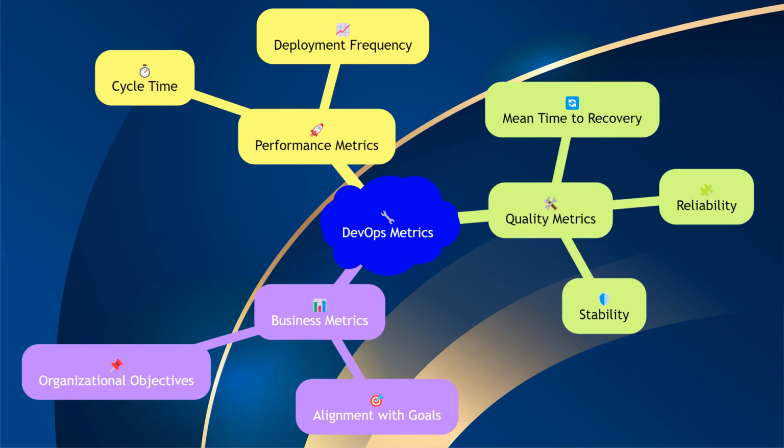There are several types of metrics that are crucial in a DevOps environment. These include performance metrics, which measure the speed and efficiency of processes, quality metrics, which assess the reliability and stability of the software, and business metrics, which align with the organization's goals and objectives. Examples of specific metrics include cycle time, which measures the time taken from code commit to production, deployment frequency, which tracks how often new releases are deployed, and mean time to recovery, which measures the time taken to restore service after an incident. Each type of metric provides unique insights and helps in different aspects of the delivery process.